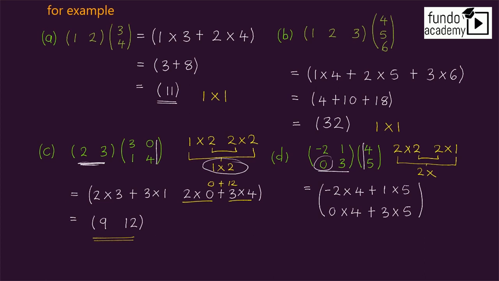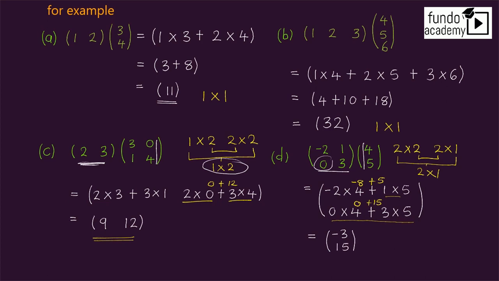And we now just simplify. So negative 2 times 4 will give us, sorry, negative 8, right? So that's negative 8 plus 1 times 5, which is 5. So negative 8 plus 5 gives us negative 3. And here, if we simplify, we have 0 times 4 gives 0, plus 3 times 5 gives us 15. So we get 15 right there.